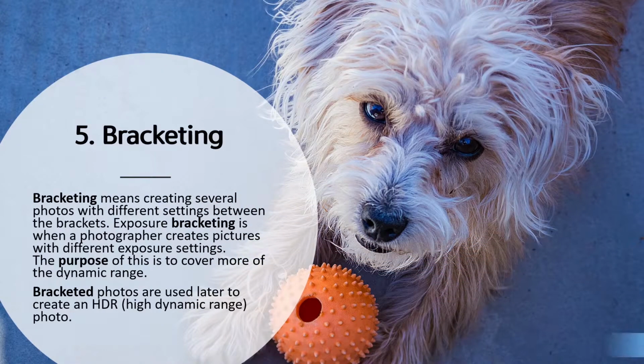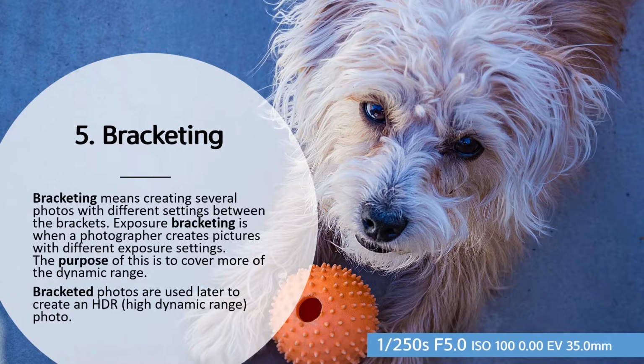Bracketing. Bracketing means creating several photos with different settings between the brackets. Exposure bracketing is when a photographer creates pictures with different exposure settings. The purpose of this is to cover more of the dynamic range. Bracketed photos are used later to create an HDR, high dynamic range, photo.